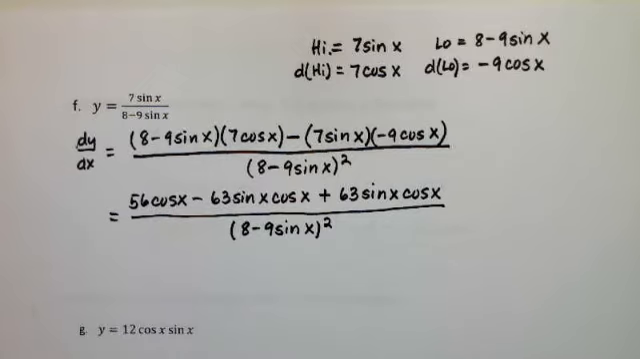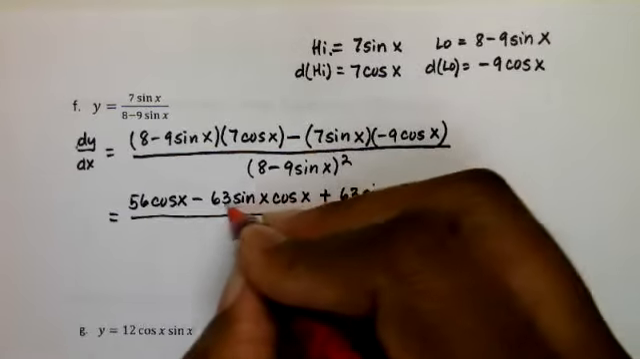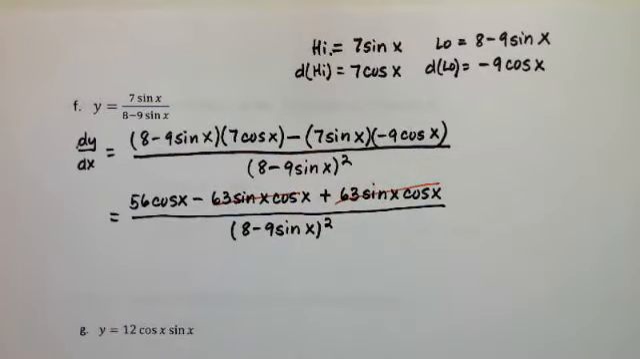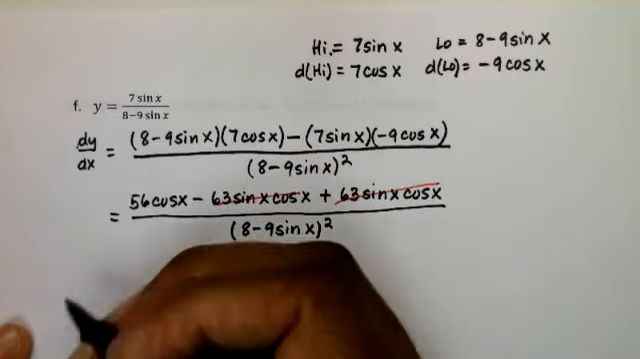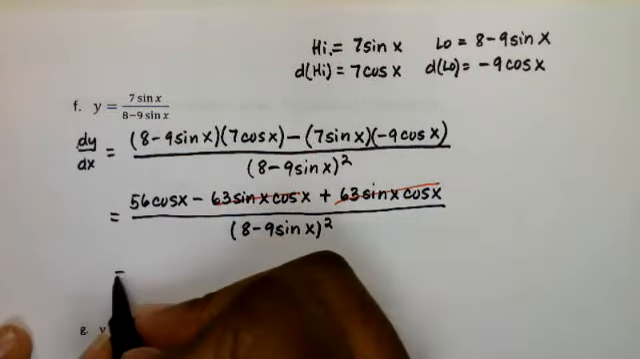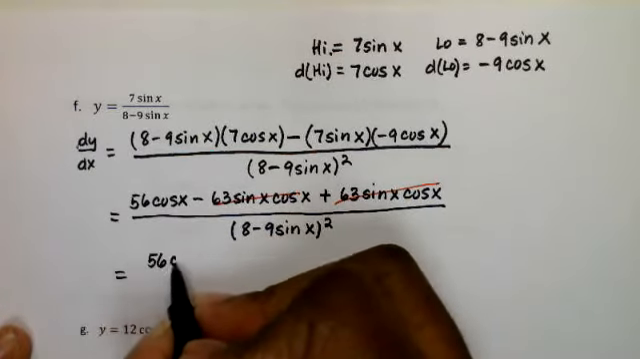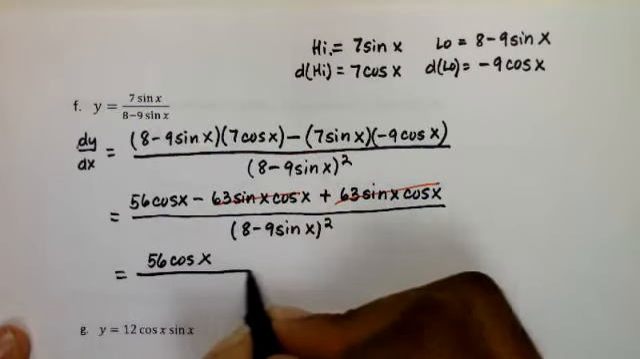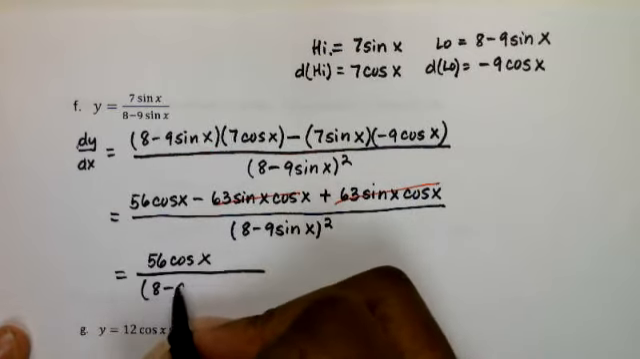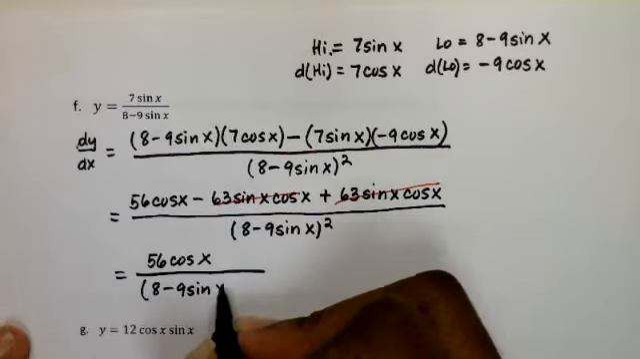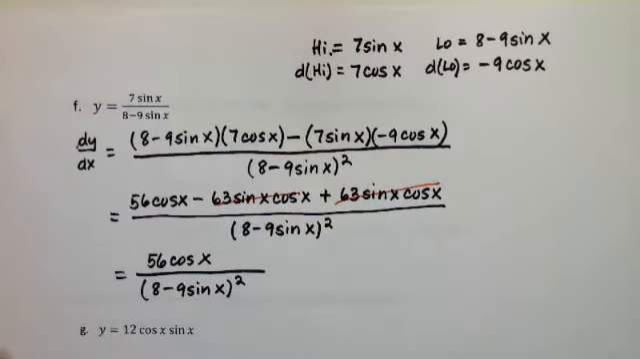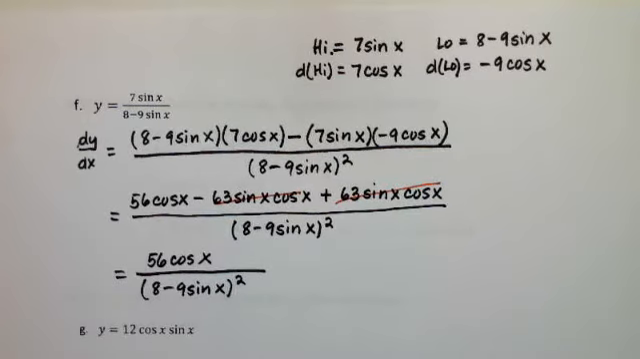Now, in this case here, notice that we got minus 63 sine cosine of x and plus 63 sine cosine of x. That adds to 0. That's gone. All you'll be left with is, in the numerator, 56 times the cosine of x. All that's divided by the quantity 8 minus 9 sine of x, and that's squared.